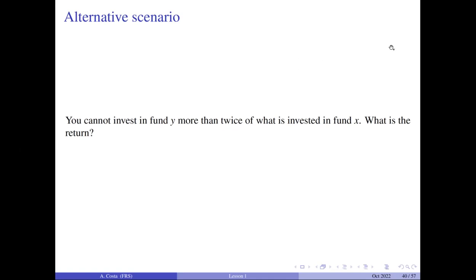Okay, I think we can start again. Anyone got any idea how we can model this constraint? It's basically an additional constraint that we should add to the model to make sure that what we invest in fund Y is no more than twice of what is invested in fund X. So it should be an inequality.